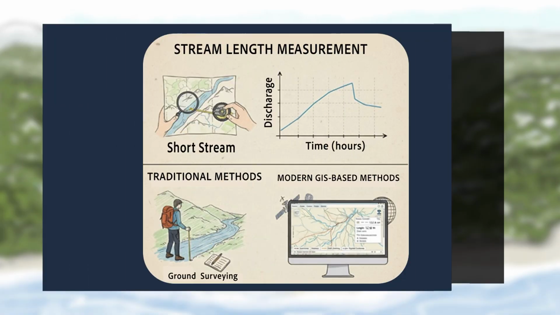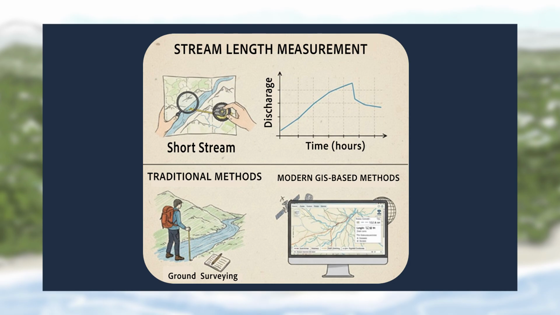Erosion intensity is dependent on stream length, which reflects the effectiveness of flowing water to detach and transport sediments. In watershed management, it is used in designing check dams, contour trenches, gully plugs and recharge structures. Stream length is measured using traditional methods and modern GIS based methods.